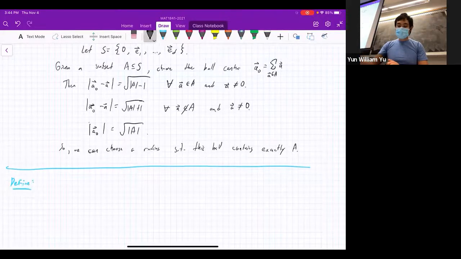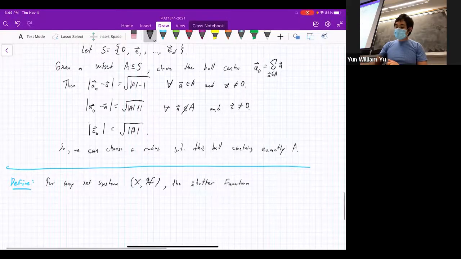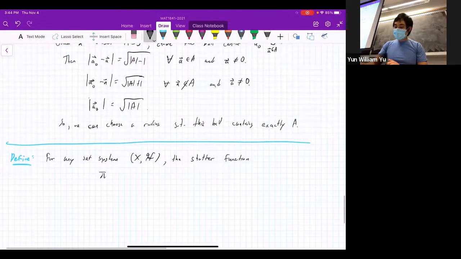So let's define that formally by encoding that information into a shatter function, which clearly includes the information of VC dimension. For any set system X and H, we're going to define the shatter function, which we call pi sub H of n, to be equal to the max over sets of size n of the number of pieces you can shatter it into.